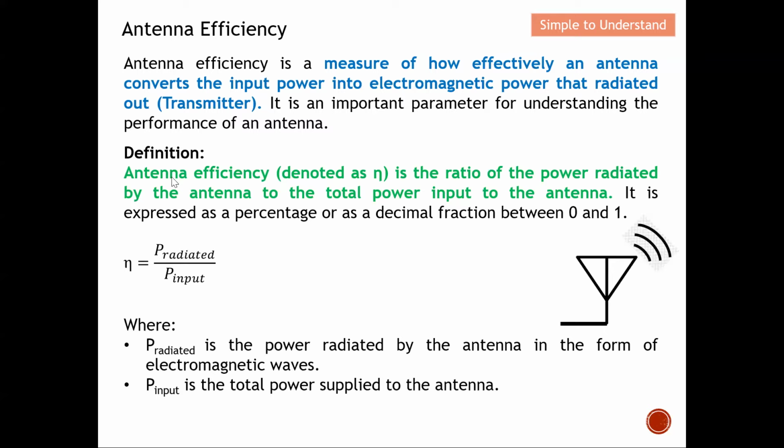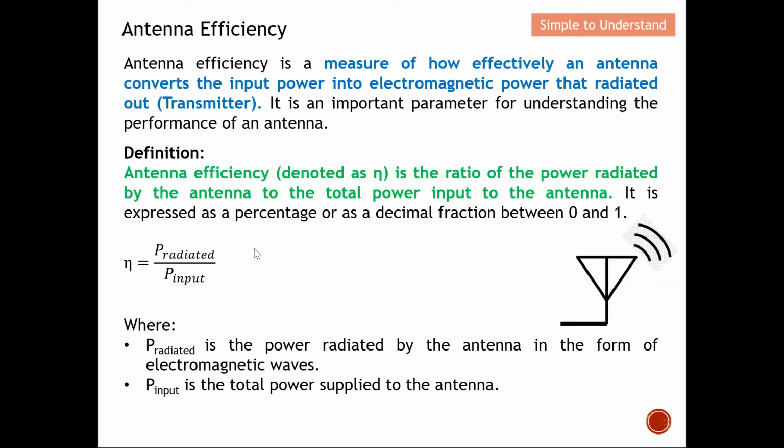Coming to the definition, antenna efficiency, as I mentioned, is denoted by this symbol. It is the ratio of the power radiated by the antenna to the total power input to the antenna, which I have illustrated over here. This is the equation to denote the antenna efficiency. This is the power radiated out from the antenna, and this power is the input to the antenna. The ratio between them indicates the antenna efficiency.